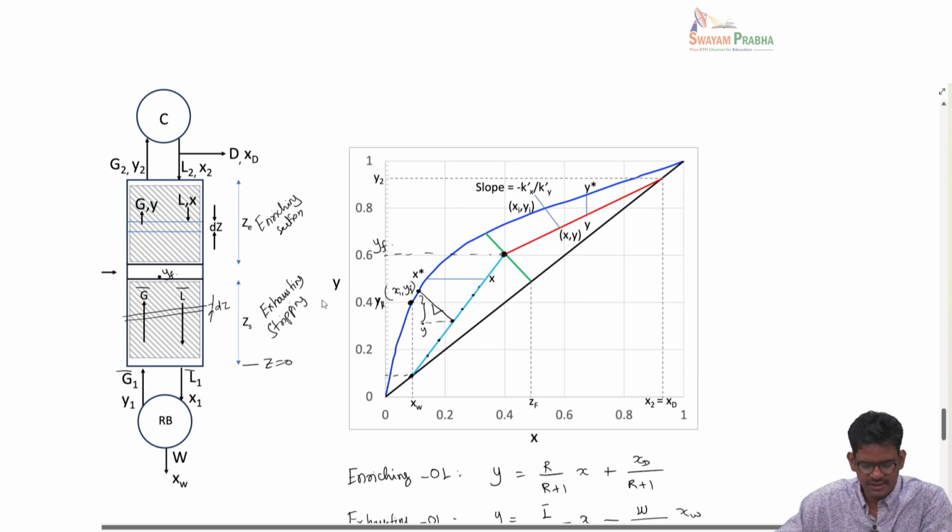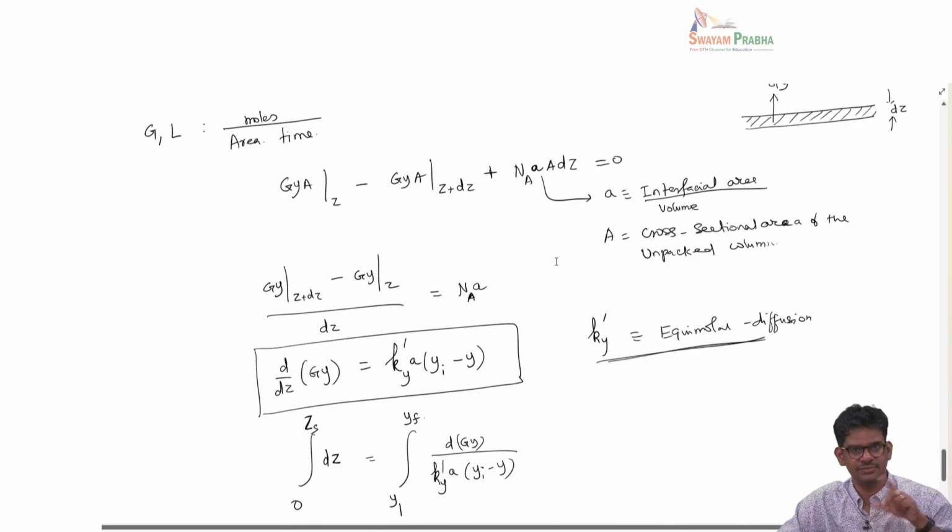So if you look at this exhausting section, it is straightforward like we did before. And now what we need to do from ZS to the top of the column, that is the enriching section. So we have to write a set of equations for the enriching line also, because the operating line is different. For the exhausting line, the operating line is this light blue line, but when we do the enriching section, the operating line has to be the red line. So that distinction has to be made.